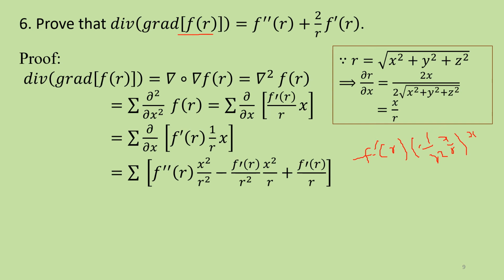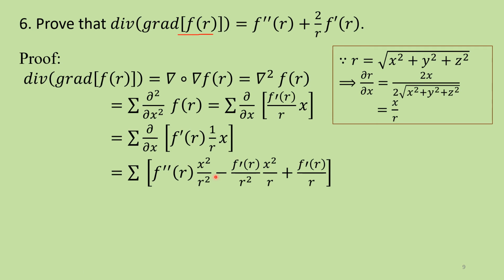plus the third term, differentiate only the third term, leaving first and second as it is. F dash of r into 1 by r into derivative of x with respect to x is nothing but 1. So that's why we have the third term is f dash of r by r. So now this is the partial derivative of f of r with respect to x twice.